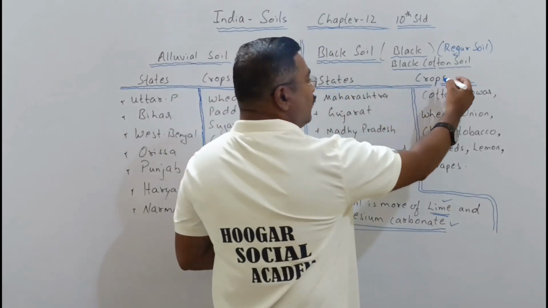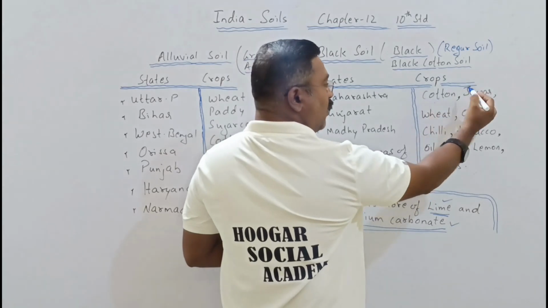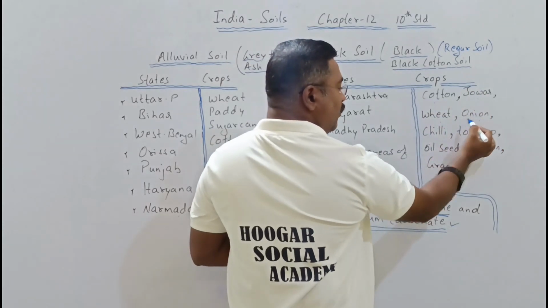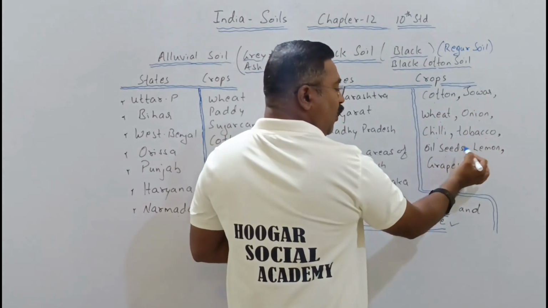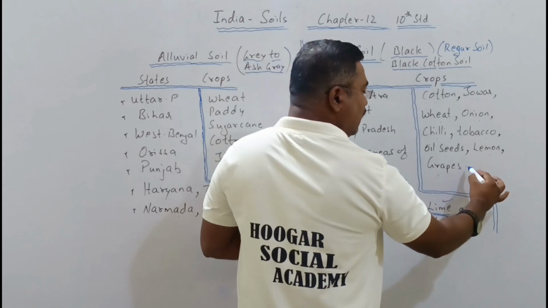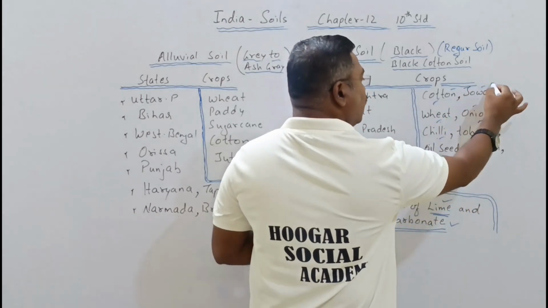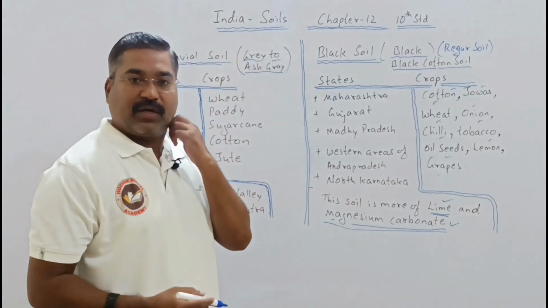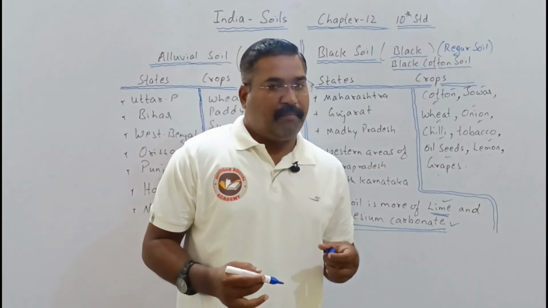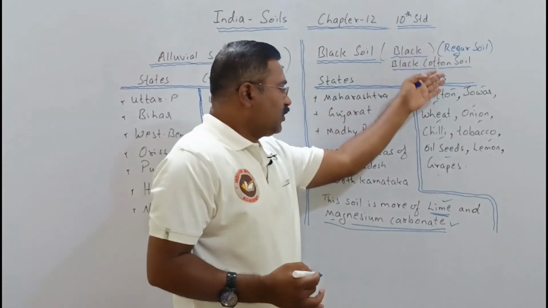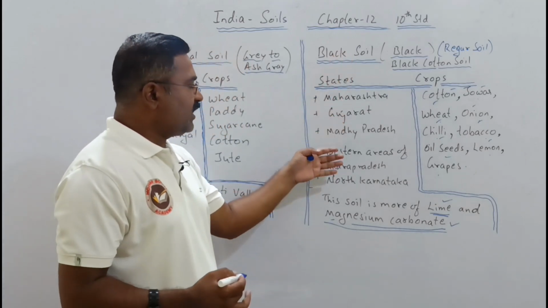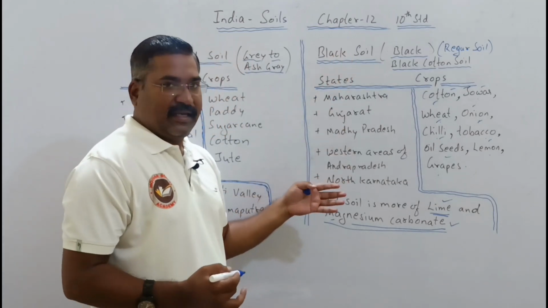On another side, if we talk about crops, there is cotton, jowar, wheat, onion, chili, tobacco, oil seeds, lemon, as well as grapes. So these are the different crops we can grow in black soil. So that covers the crops and the states where this soil is available.